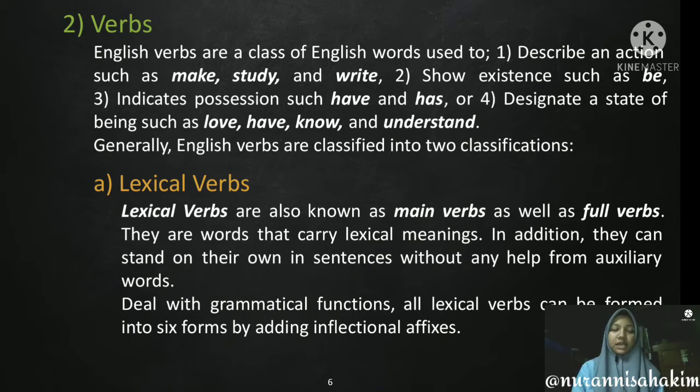First is lexical verbs. Lexical verbs are also known as main verbs as well as full verbs. They are words that carry lexical meanings. In addition, they can stand on their own in sentences without any help from auxiliary words. Dealing with grammatical functions, all lexical verbs can be formed into 6 forms by adding inflectional affixes. As you can see on this table that I insert to the PowerPoint, there are 6 forms.